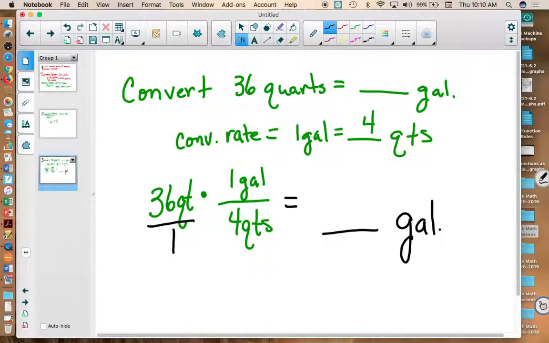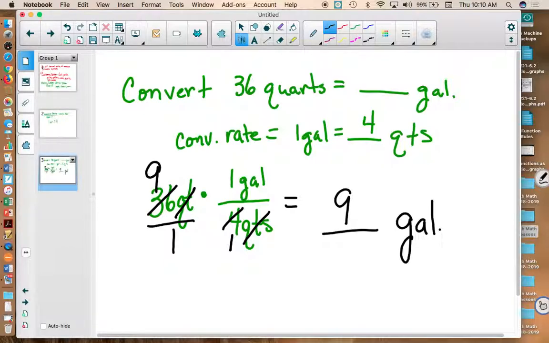A while ago, you said 36 and 4, right? Bow tie says 4 divided by 4 is 1. 36 divided by 4 is 9. But I can cancel out the quarts too, because quarts divided by quarts is gone. Now, what is 9 times 1 gallon? What is 1 times 1? So 36 quarts equals 9 gallons. Do you see why it works though?